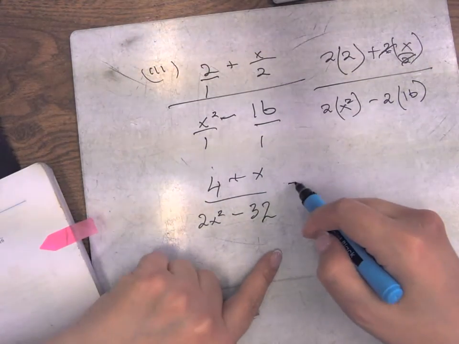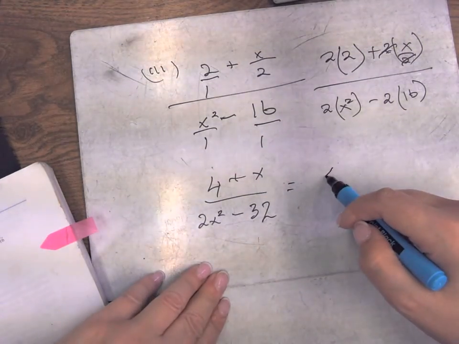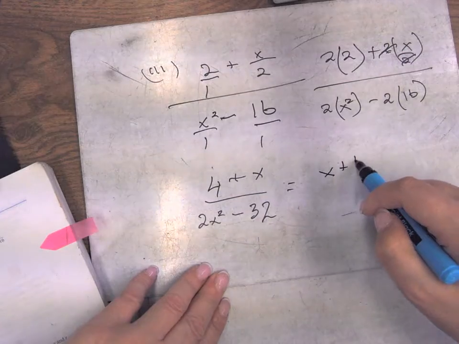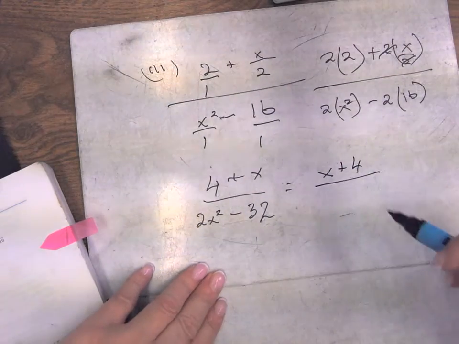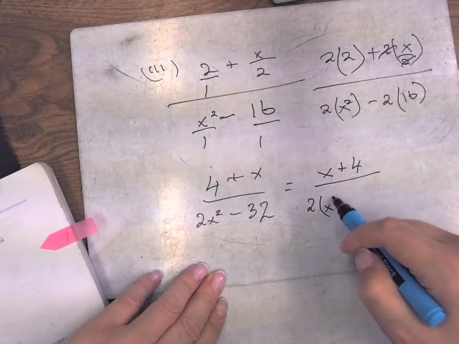Why? Because underneath, what can I do? Instead of writing this as 4 plus x, I'm just going to reverse it. You'll see why in a minute. Okay, underneath I can take out what's common. What's common? And I'm left with x squared minus 16.